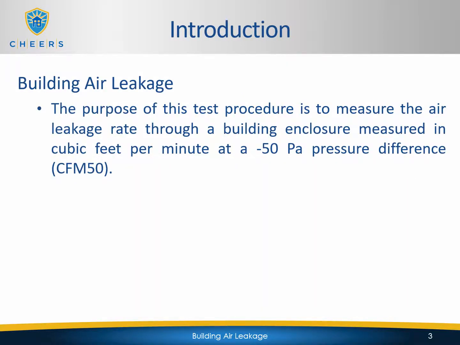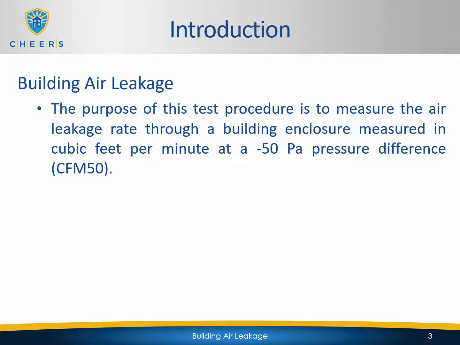So the building air leakage. The purpose of this test procedure is to measure the air leakage rate through a building enclosure, measured in cubic feet per minute at a negative 50 Pascal pressure difference. So what that means is that we're going to be depressurizing the house to negative 50 Pascals for the purpose of this test with a blower door.